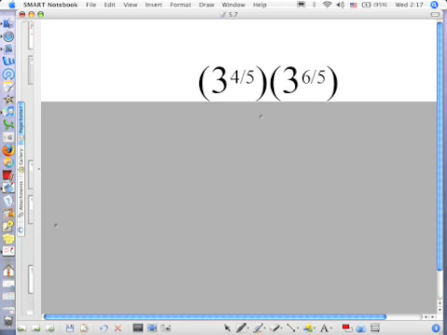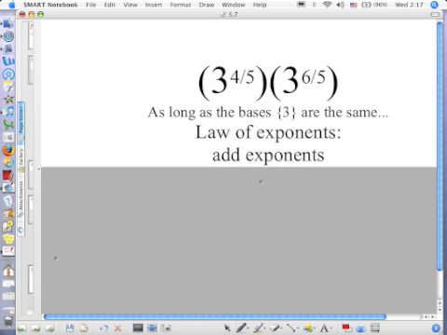Now, I put a 3 here, but it could be the same thing as x to the 4/5 times x to the 6/5. Both of those are the same base. Okay? So when you're multiplying 2 things together that have exponents, what do you do with the exponents? You add the exponents. So it'd be 10 fifths, not 10 tenths. It's 10 over 5, which would be 2 over 1, which would be 2.